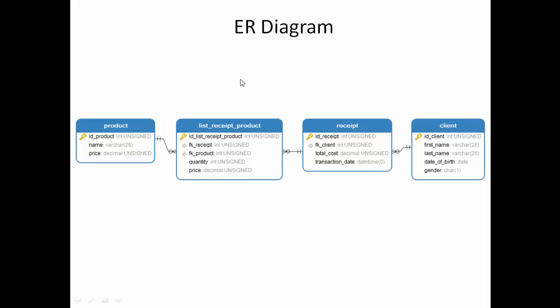This is the ERD diagram that we'll be using. This is the product. You can see I have the ID product, the name, price. This is the list, the bridge entity that is describing the many-to-many relationship. All it has is the foreign key for the receipt, the foreign key for the product. I'm also describing here the quantity and the price of each item when it was sold. The list of receipts, all it has is the total cost and what date the receipt was printed. And finally, the client, we just have first name, last name, date of birth, and the gender. So it's very simple and straightforward.